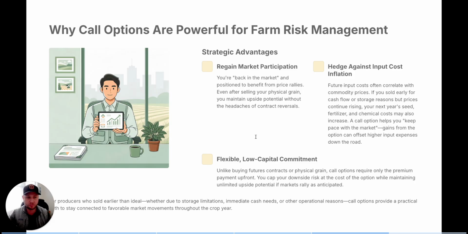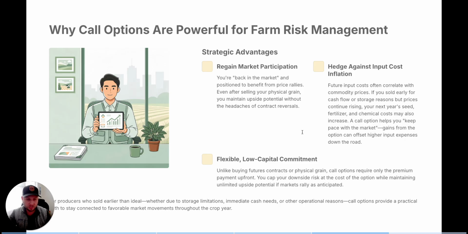This is even after you've sold your physical grain. You can still maintain upside potential without the headaches of contract reversals or any of those penalties trying to get that back. So you can still participate on the upside, get back in the market, even though you don't have any more physical. So in a way, you can also think about this, that if I produce 100,000 bushels of soybeans and I sold 100,000, I can still trade another 100,000. It would be like I have 200,000 bushels or produced 200,000 and only sold 100,000. Right? So you can really leverage up what your bushels are, or your theoretical production.